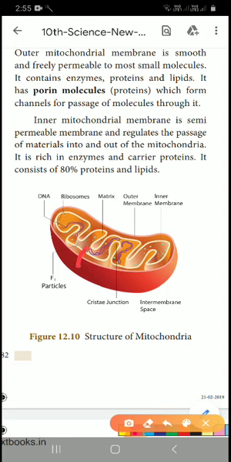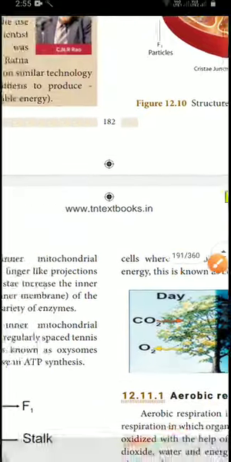Each curve we call a junction. This curve is a junction, and the space here, we call it the intermembrane space. This is the structure of mitochondria.